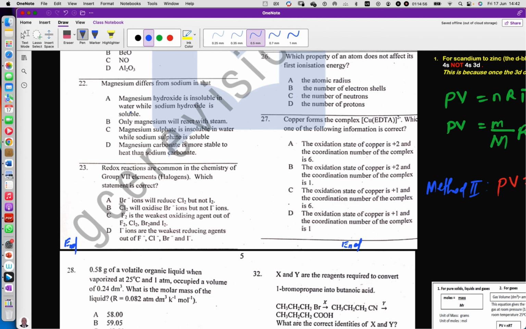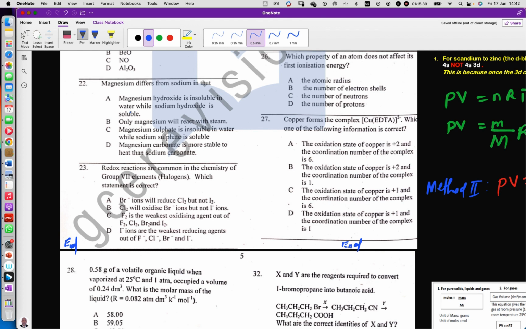Question number 23. Redox reactions are common in the chemistry of group 7 elements. We are talking of group 7, that is group 17, as the modern periodic table calls it. You can still call it group 7, which are the halogens. Which statement is correct?